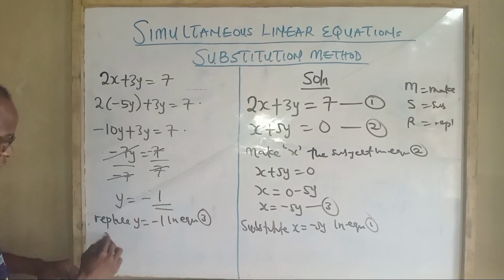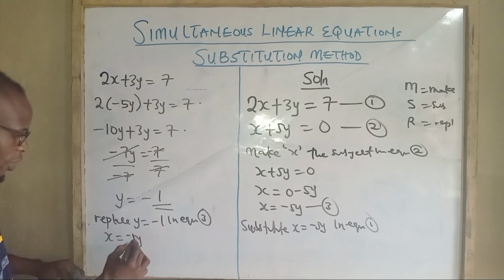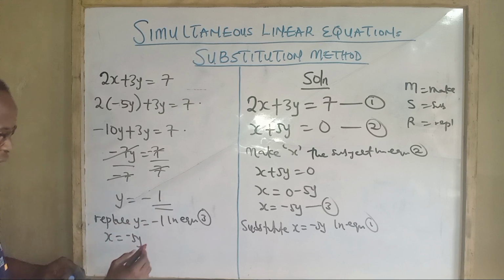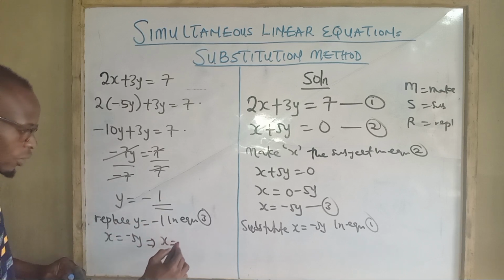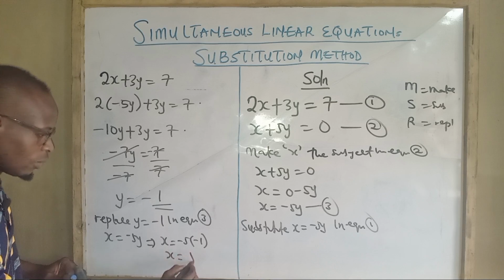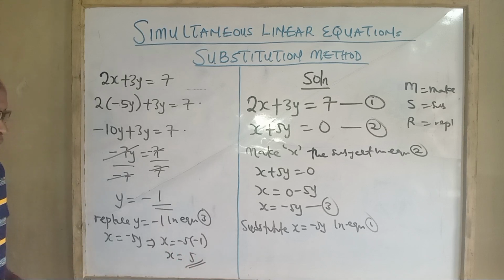Equation 3 reads x equals minus 5y. So anywhere you see y, you put negative 1. This becomes x equals minus 5 times minus 1. So x will give you plus 5. So the value of x is 5 and the value of y is negative 1. That will be the end of today's lesson.